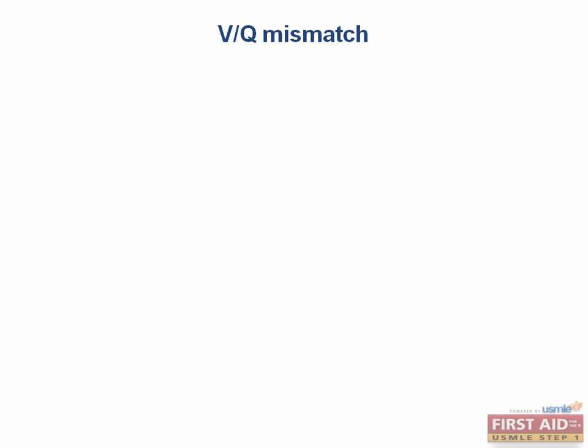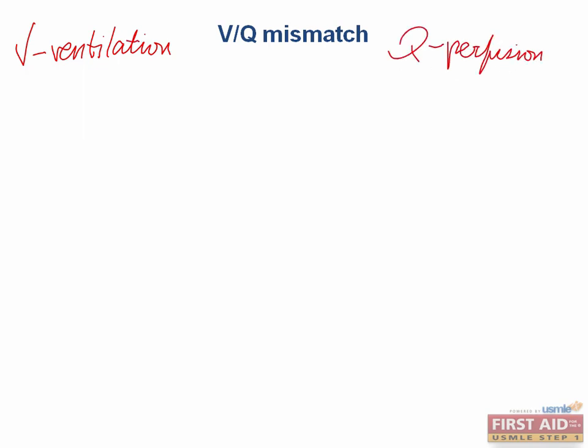VQ mismatch is a critical concept for the boards, and we've already alluded to it a couple of times during this talk. In this concept, V represents ventilation, and Q represents perfusion. The ideal situation is that ventilation is perfectly matched to perfusion, and thus a VQ ratio of 1. So what happens in the typical person?